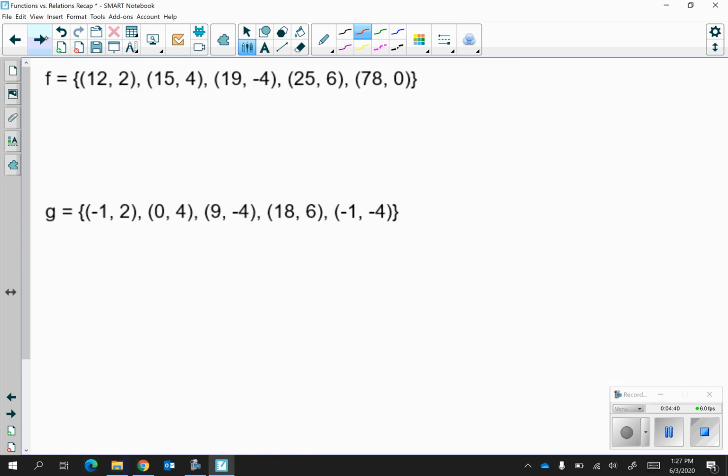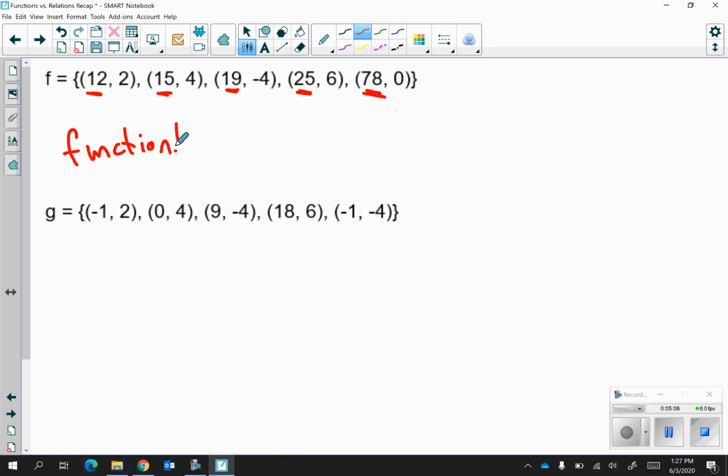Let's talk about how to tell if it's a function with ordered pairs. For each x value, you need one y value. And if you notice here, we have 12, 15, 19, 25, 78. None of those x values repeat, so we're going to say that this is a function.